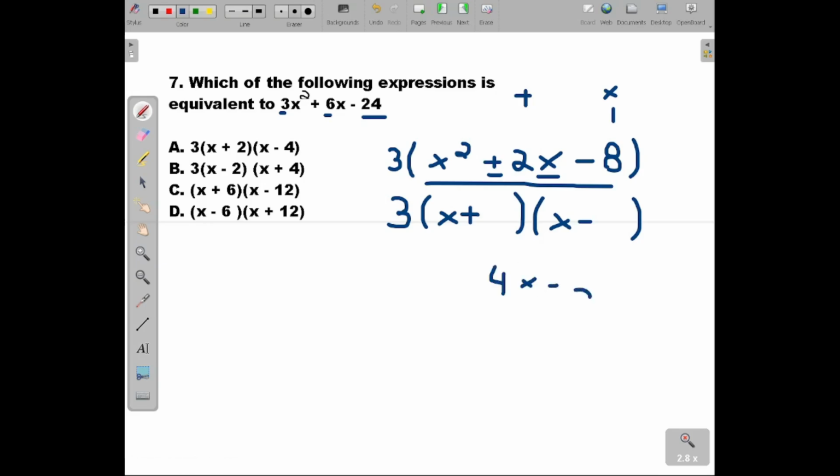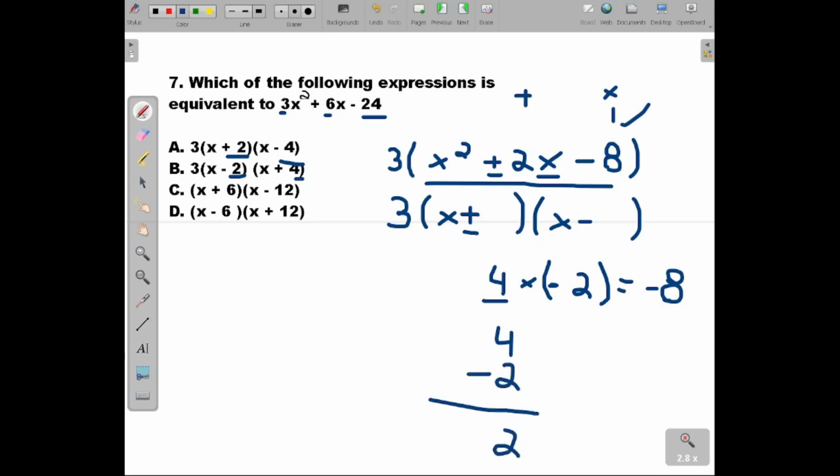4 times -2. We can see that on the answer choices too. We have some hints. It could be 2 and 4. And the greatest has to have this sign. So in this case, 4 is positive. And the negative has to be 2. So 4 times -2 is equal to -8. We have this one. And now if we add them, 4 minus 2 is equal to 2. So we have the middle term. These 4 and -2 are our numbers.